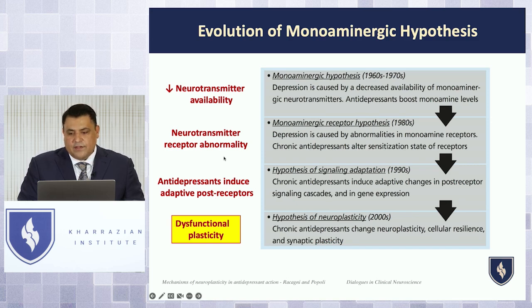So where's the literature now? Now they're saying depression is really not due to just a neurotransmitter issue or receptor issue, but it's really due to dysfunctional plasticity. That the cell itself is not healthy, that the neuron is not healthy. And I think this is actually very accurate based on all the research that's been published. So it's not a simple neurotransmitter issue.